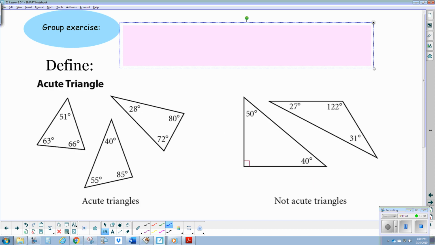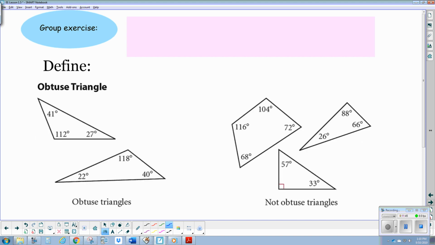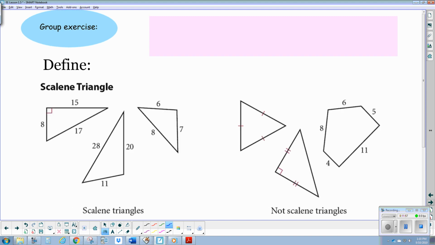Okay, let's look at acute triangles. Just pause the video if you need more time. Acute triangles, what is always true about acute triangles? The next term is obtuse triangles. So what do you notice about every obtuse triangle? Then we have scalene triangles.